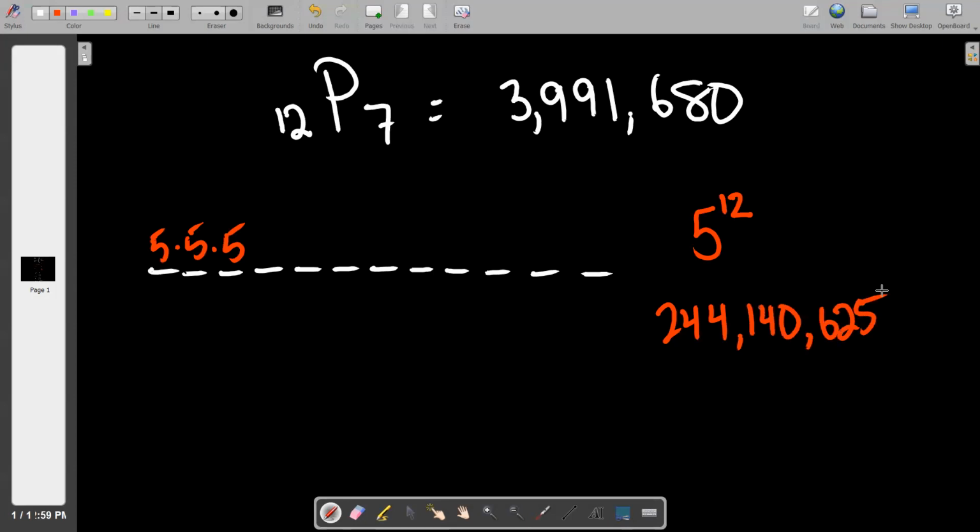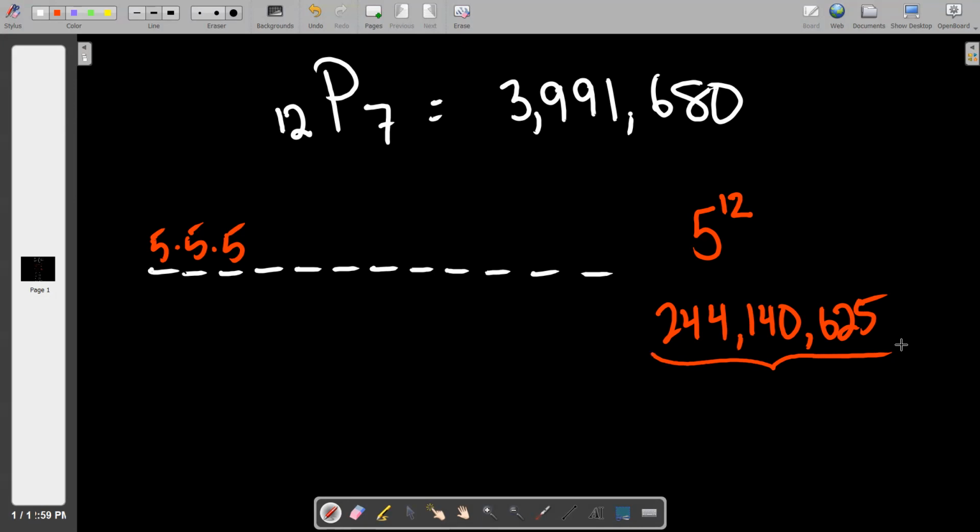244,140,625. I mean, you can imagine if you were a teacher and you gave a multiple choice test and 2 kids sitting next to each other turned in the same exact test, you could very strongly make a case that they cheated and that, you know, there's a 1 in 244 million chance that you got the same answers, right?